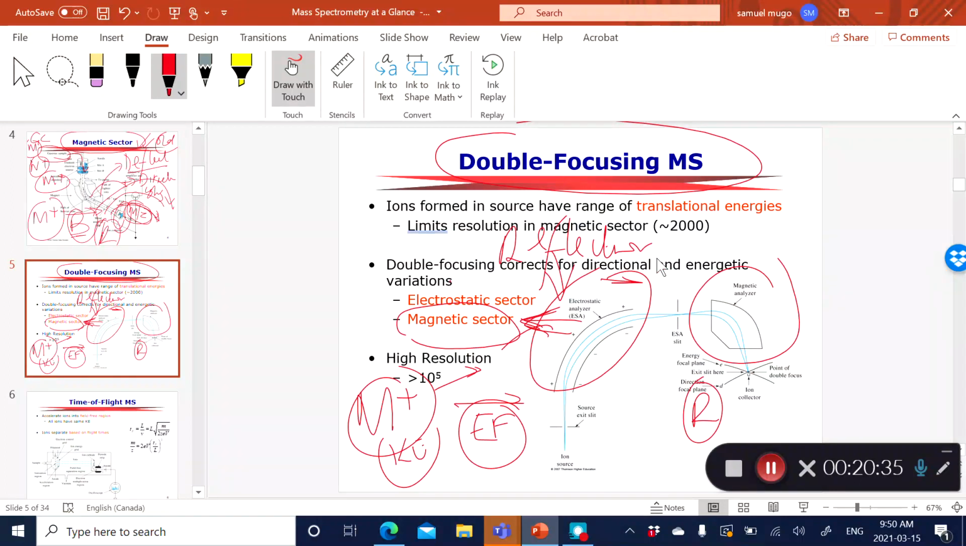Now, double focusing mass spectrometers essentially have fairly good resolution, but they're fairly expensive, and they're bulky as well. Okay.